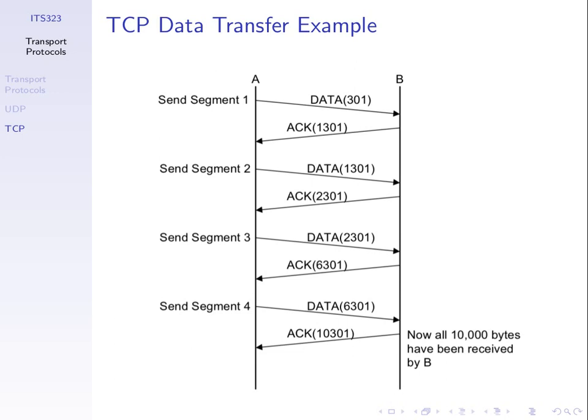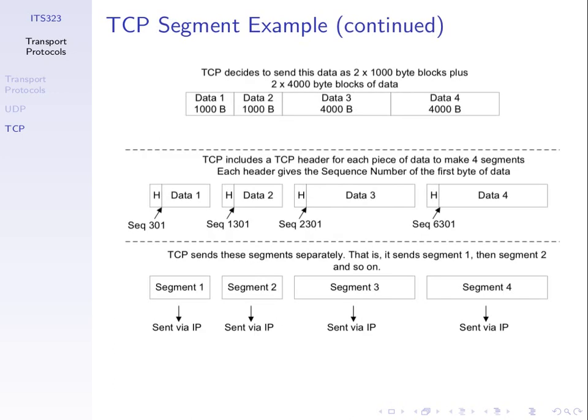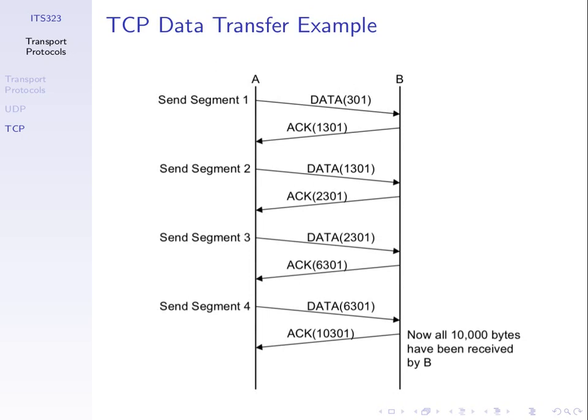Here's an example of a very simple case of data transfer. And it's for those 4 segments that we just created. The first one, sequence number 301, and then 1301, 2301, 6301. It's a diagram to introduce some of the terminology we may see in some of the pictures. I said before there's only one type of TCP segment. There are not different types of segments, but often we distinguish based upon the meaning of the segment.